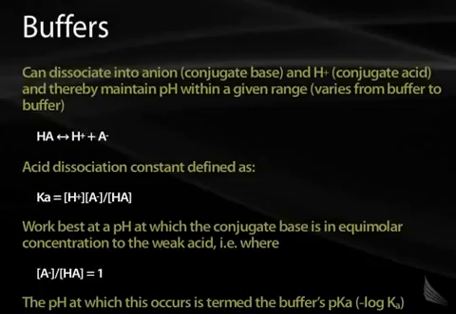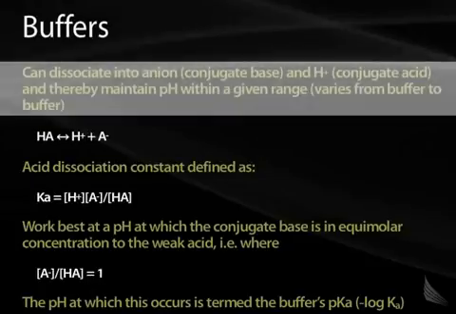Weak acids serve as buffers in normal human physiology. Weak acids can dissociate into an anion, which serves as the conjugate base, as well as a hydrogen ion, the conjugate acid. This allows small changes in the concentration of either to have minimal effect on pH. Just to briefly review, the acid dissociation constant for a given reaction is defined as the Ka, which is equal to the concentration of hydrogen times the concentration of the conjugate base over the concentration of the weak acid.